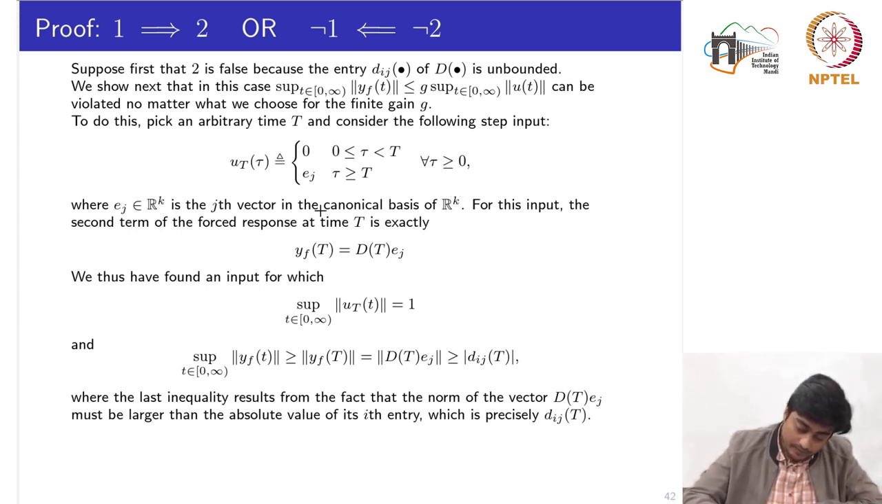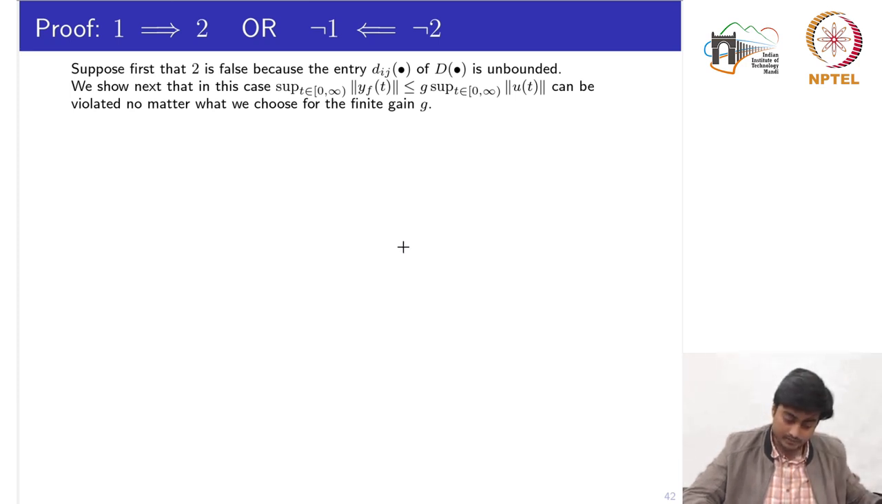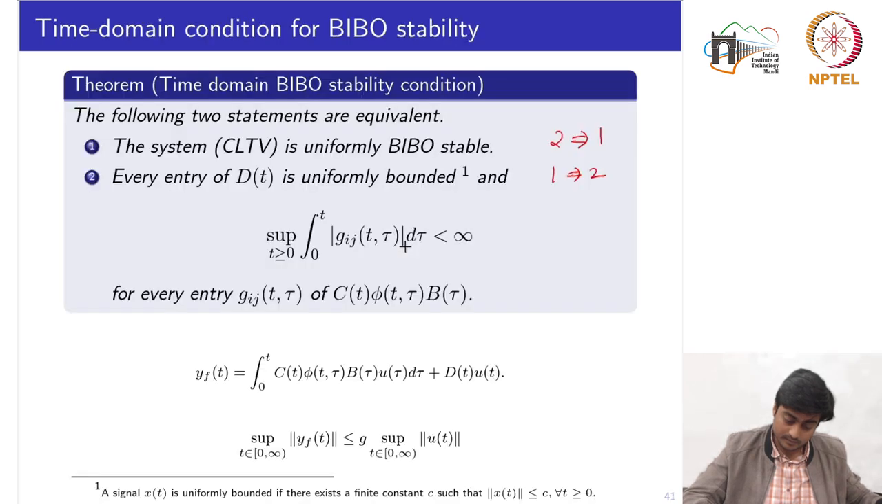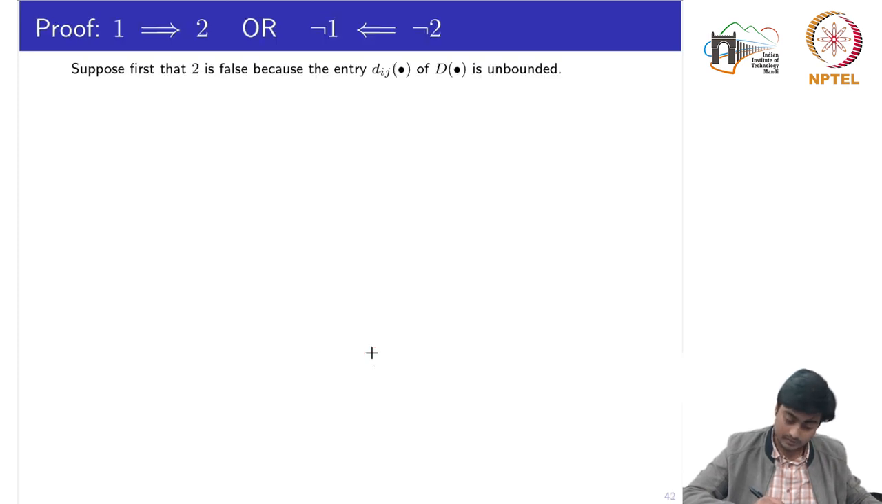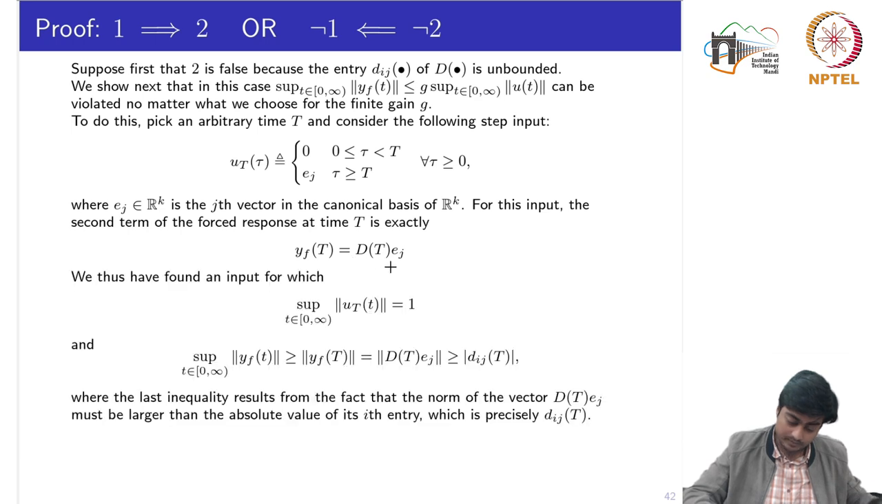So for this input, the second term of the force response at time T is exactly given by y of T is equal to D of T into e_j. Because we know before time T the input is 0. Now at time T, only this part would remain. This part would go to 0 at time T only. So this is what it is said, that the force response at time T is exactly given by this equation.